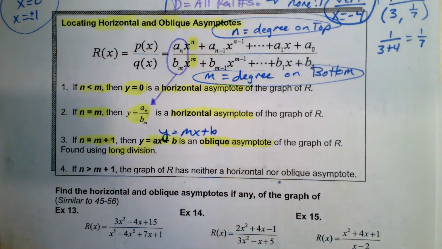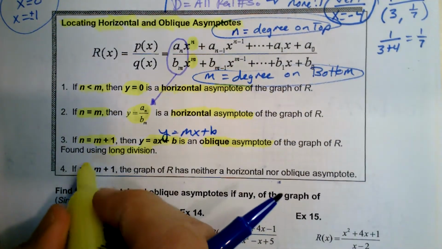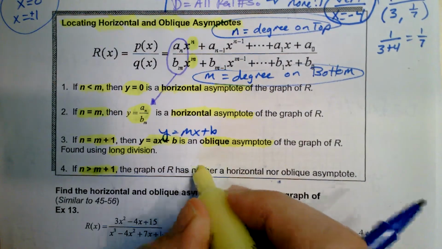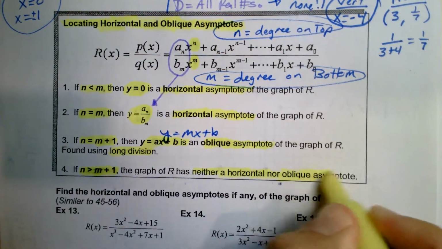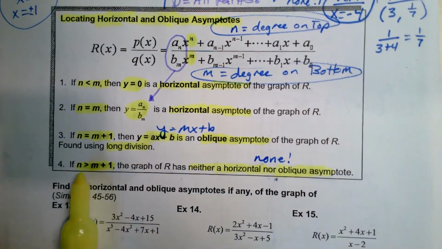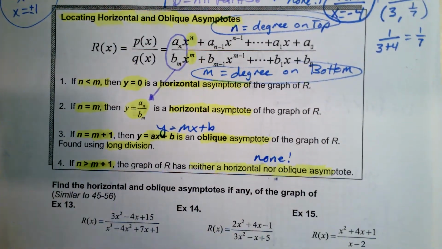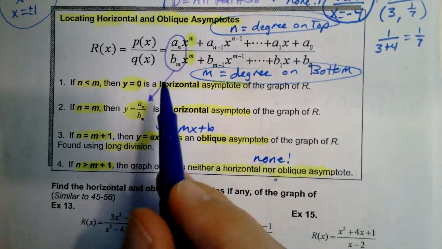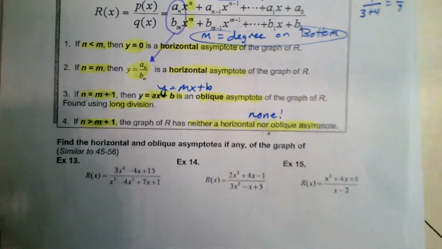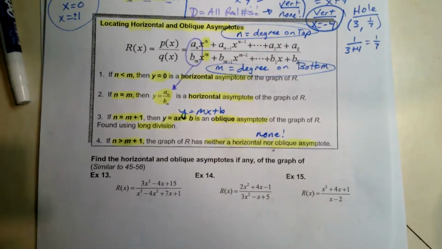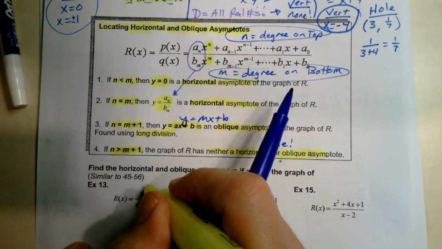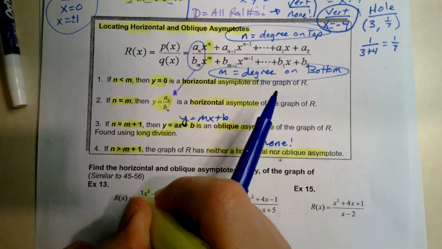Last but not least, if the degree on top is way greater than the degree on the bottom, so greater than n plus 1, then there is neither horizontal nor oblique, so there's none. Okay? So this seems super scary, but if we just follow our rules, it's not that bad. All right, so let's zoom out here so we get the rules on as we're looking. Okay? All right, so we look at the degree on top and the degree on the bottom.